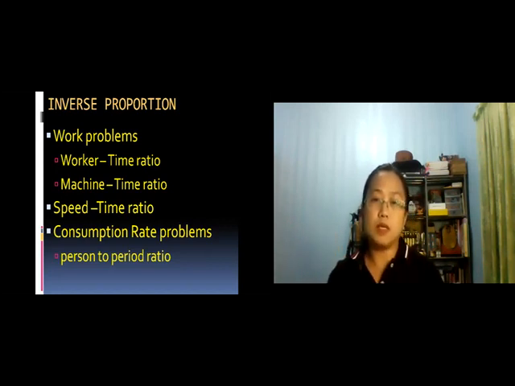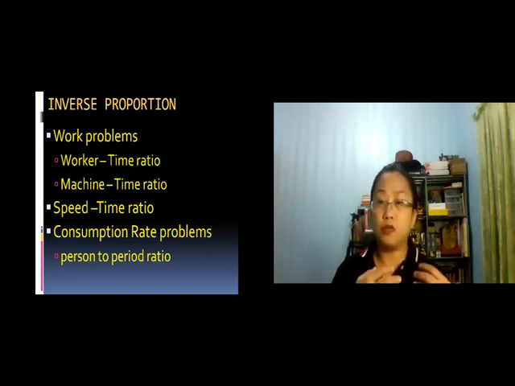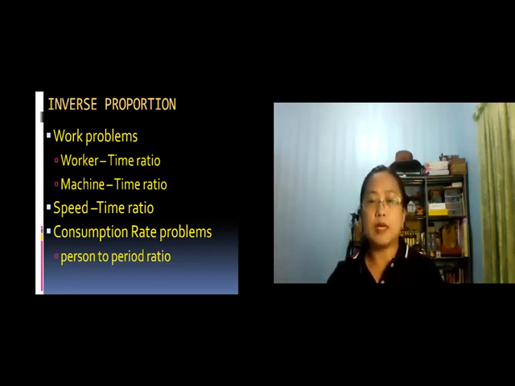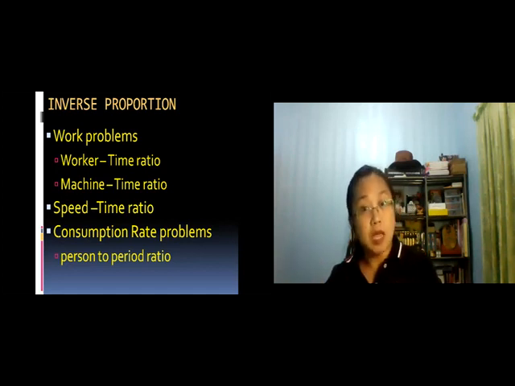Okay? So, consumption. Ibig sabihin, may ikukonsumo. So, any problem that would involve a consumption situation. So, there's a food supply. Halimbawa, food supply that needs to be consumed by a certain number of persons within a specific time frame.